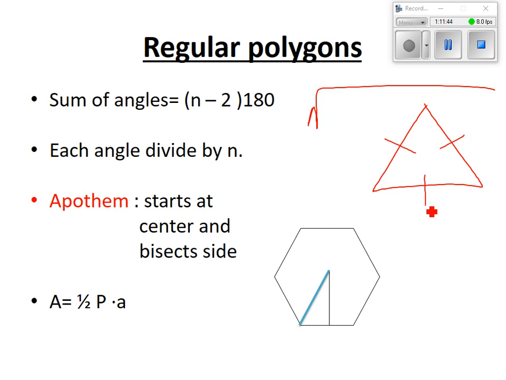What's true about an equilateral triangle? All the sides are equal. So if I told you this side was 10, the other two sides are 10.